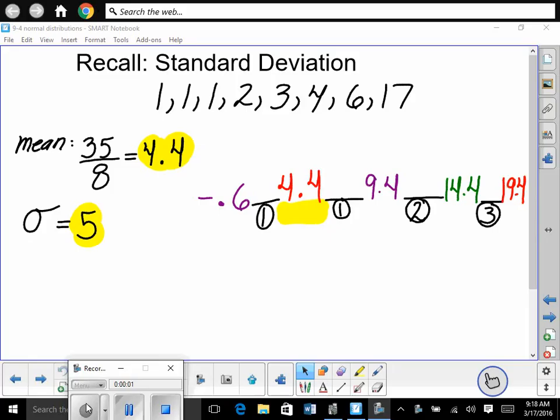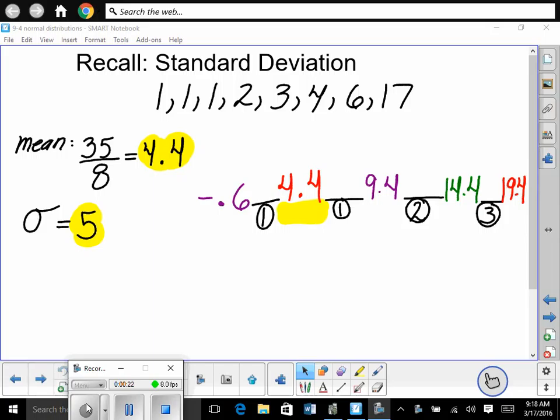Deviation, because it ties into what we're learning today. It builds on it. So remember, standard deviation means how far your data deviates from the mean. Mean is the average of the data. So looking at this data set, for example, 1, 1, 1, 2, 3, 4, 6, 17, I found the mean. I added them up and divided by the total, right?